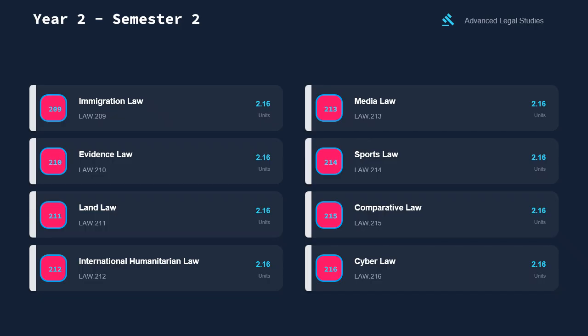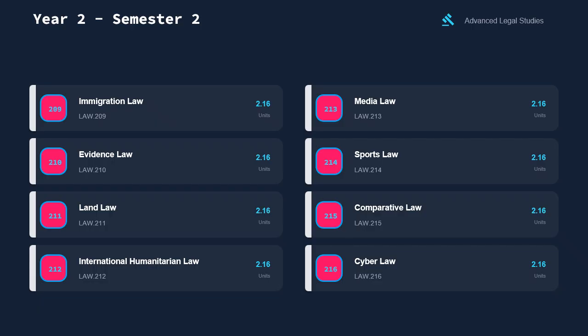Real-life example, deepfake pornography cases highlight privacy and defamation harms. Legislation emerging to address this. Practical application, lawyers navigate AI liability. Students analyze emerging regulations.